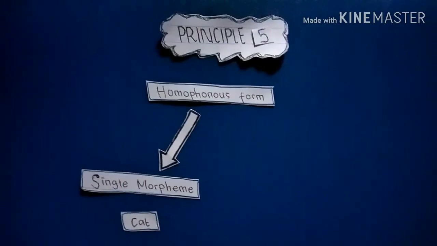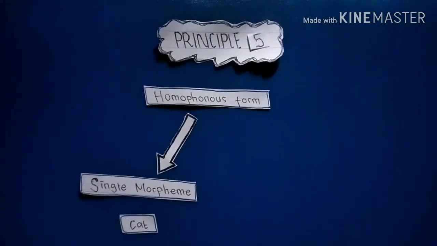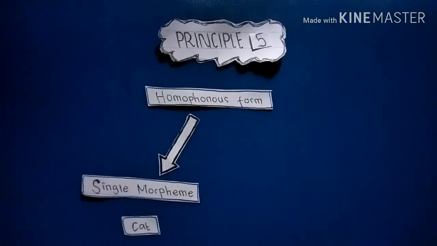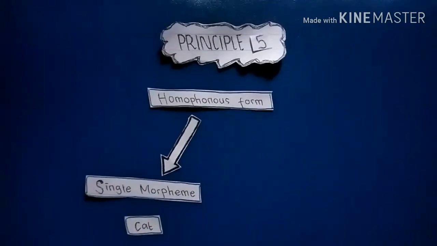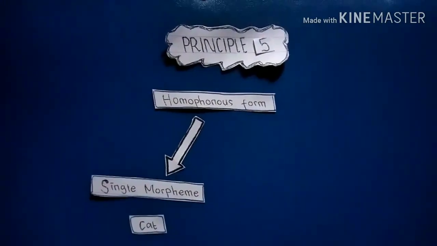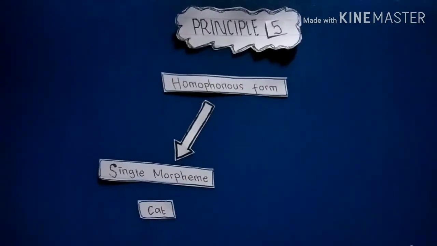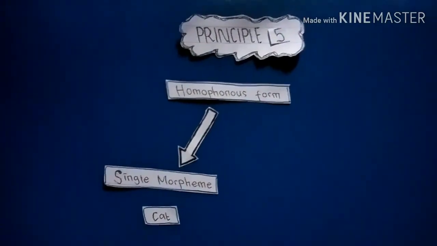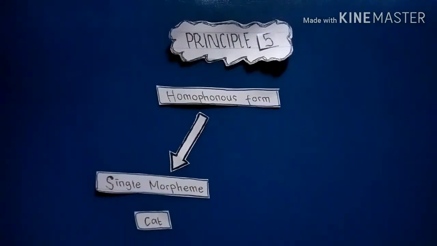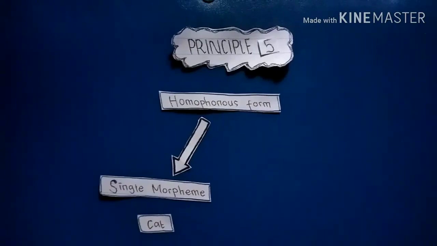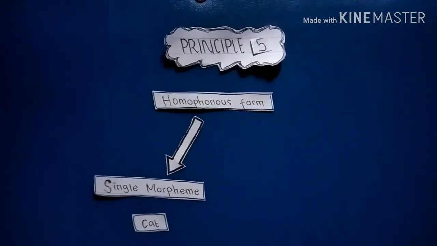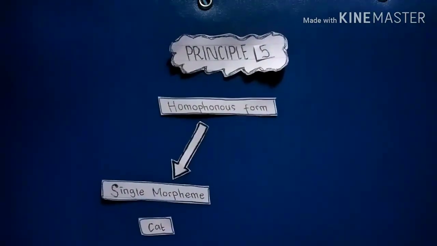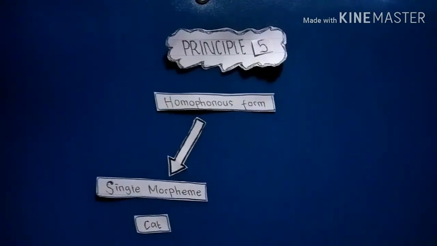Why is cat a single morpheme? Because it is only a noun. It is not a verb, not an adjective, adverb, or so on. So cat only has one meaning and only has one function in an environment, that is kucing in Indonesian, and it is only a noun.